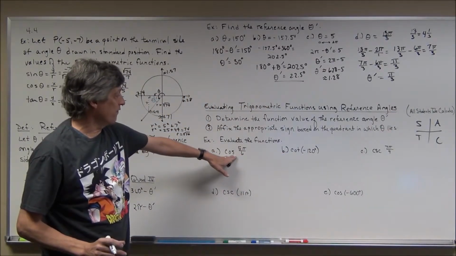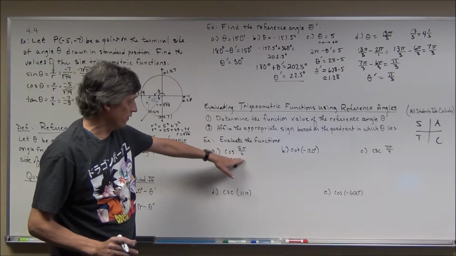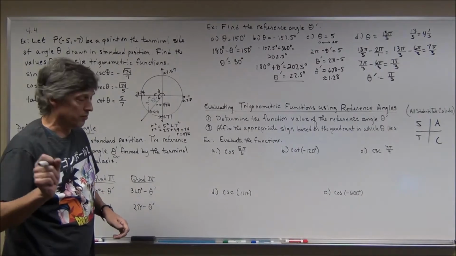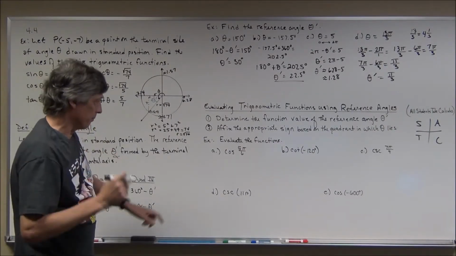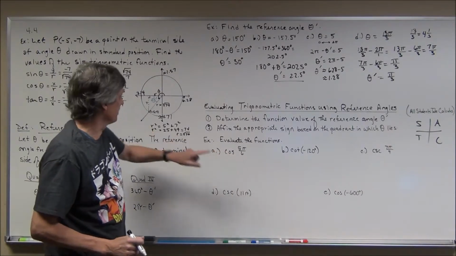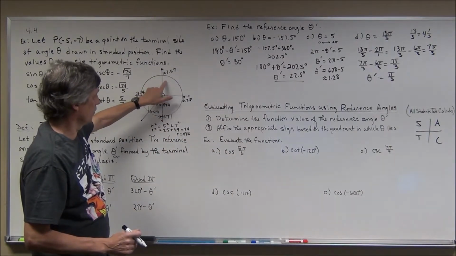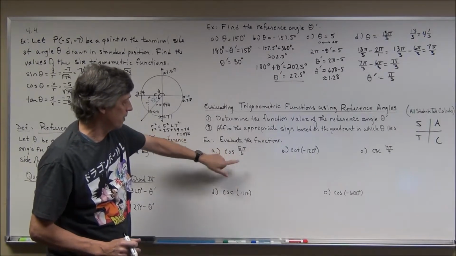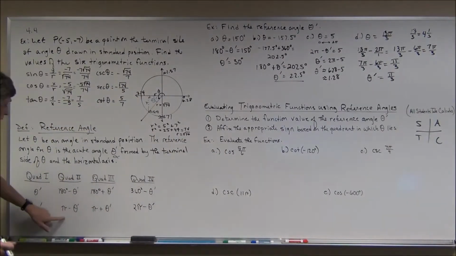I'm going to start out with 5 pi over 6, the cosine of 5 pi over 6. Now, this is one that you should have memorized, and you should know the answer right off the top of your head. But 5 pi over 6 here is in the second quadrant. It's between pi over 2 and pi. You can see that this is between pi over 2 and pi. So in the second quadrant, my relationship is pi minus theta prime.